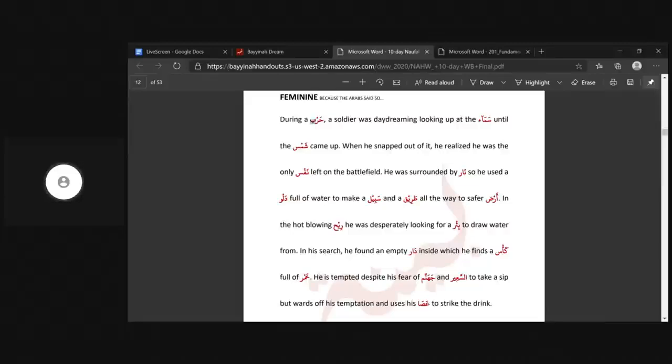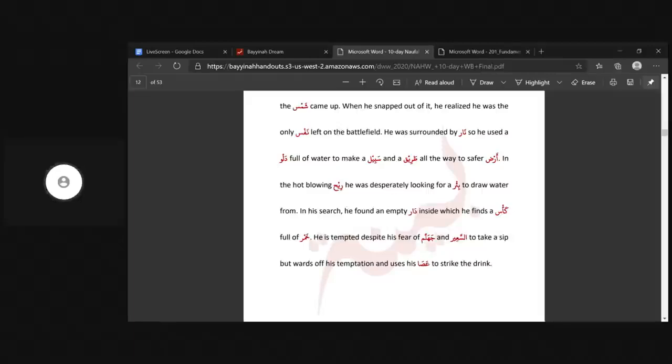Harb means war. During a war, a soldier was daydreaming, looking up at the sama, sky, until the shams, sun, came up. When he snapped out of it, he realized he was the only nafs, person, you can say in this case, left on the battlefield. He was surrounded by nar, fire. So he used a dallu, a bucket full of water, to make a sabil and tariq. Both of these mean path, all the way to safer arb, land.